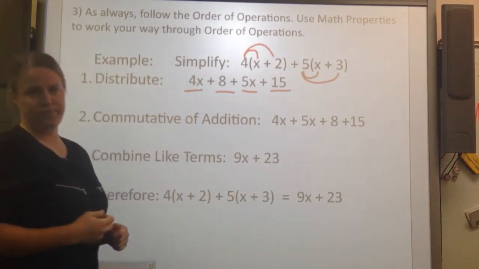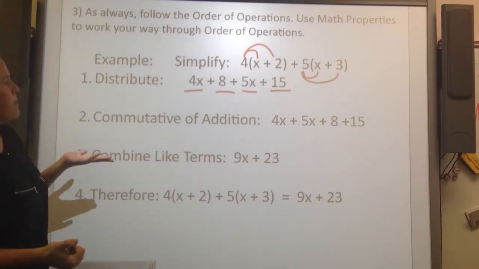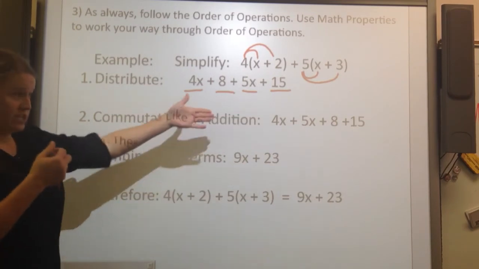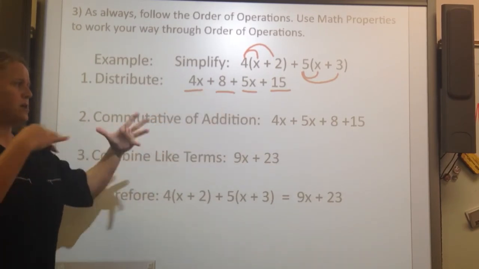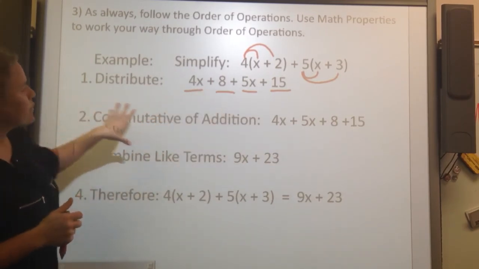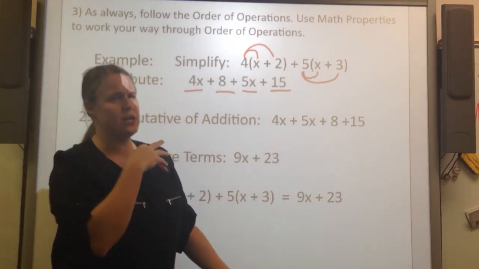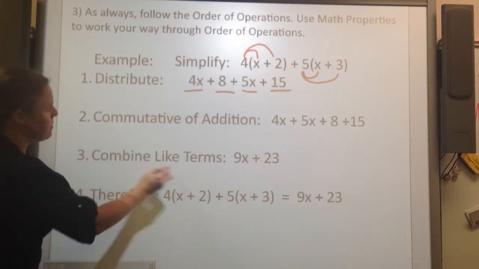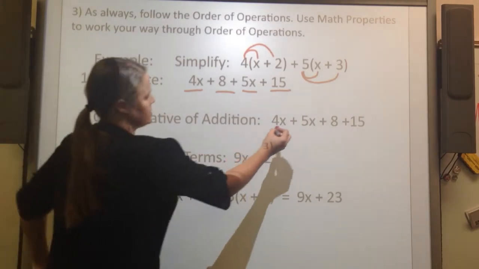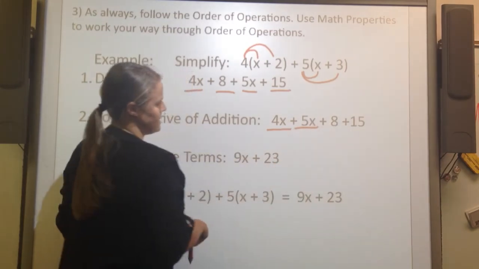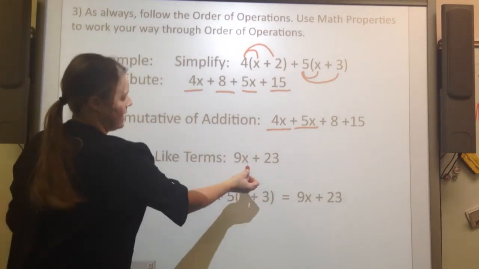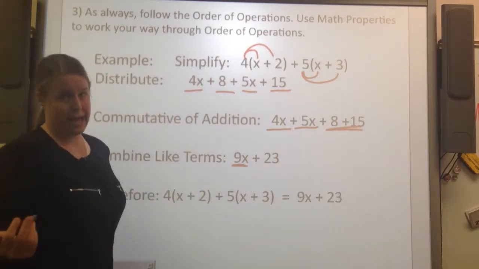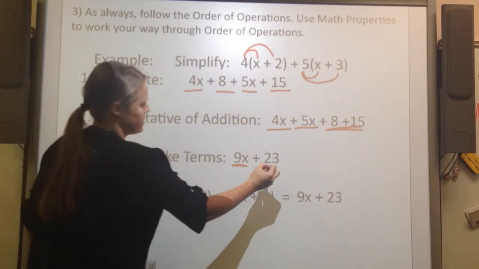Well, my commutative property of addition tells me I can rearrange the problem with addition, and I'm still going to get the same answer. So I'm going to rearrange the problem so that I have my x's together and my constants together. Then I'm going to combine my like terms. I have x's that are the same, and there are 9 of those, 9x, and my constants are the same, 8 and 15, and that's a value of 23.